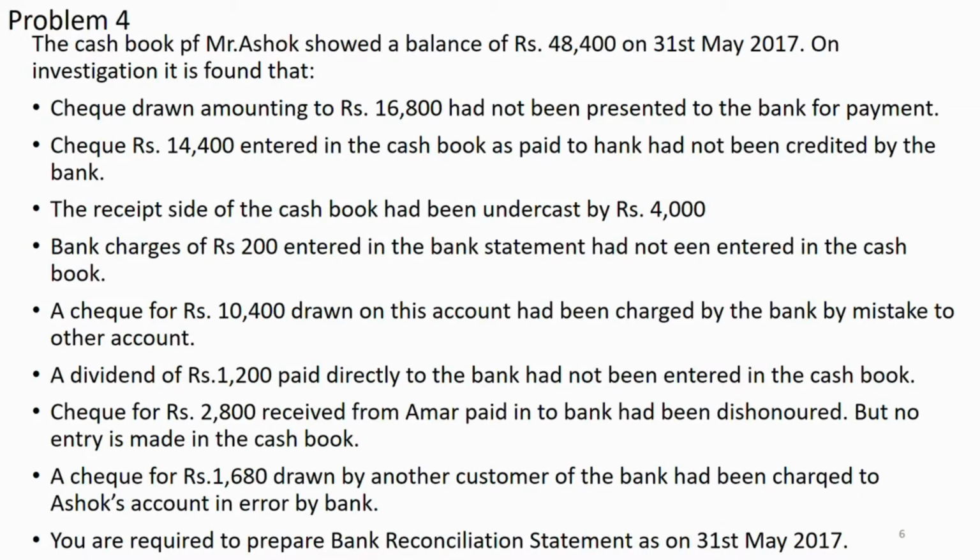The problem is all about the cash book of Mr. Ashok, which showed a balance of 48,400 as on 31st May 2017. On investigation, it is found that a check drawn amounting to rupees 16,800 has not been presented to the bank for payment. A check for rupees 14,400 entered in the cash book as paid to bank had not been credited to the bank. The receipt side of the cash book has been undercast by rupees 4,000.